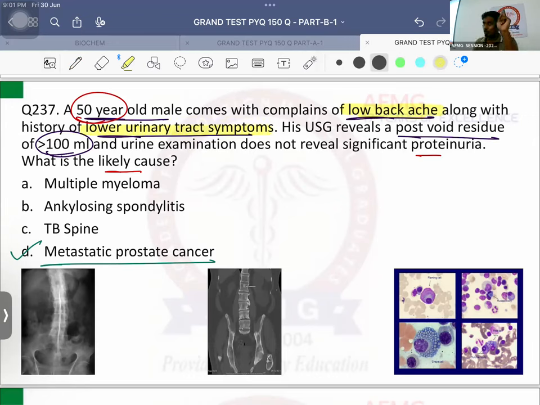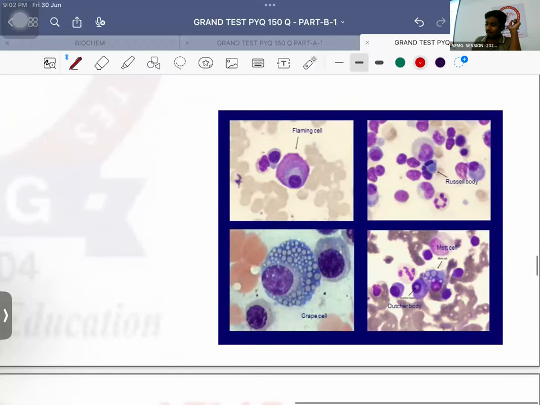Elderly patient, low backache, multiple myeloma. Elderly patient, low backache with urinary symptom, metastatic prostate cancer. Okay, and post-void residue of more than 100 ml is the very important feature that it is a case of either BPH or prostate cancer in the patient, definitely. Okay, multiple myeloma agar hota, then definitely there should have been proteinuria. The light chain of antibodies should have been excreted out, known as which proteins? Bence Jones proteins.